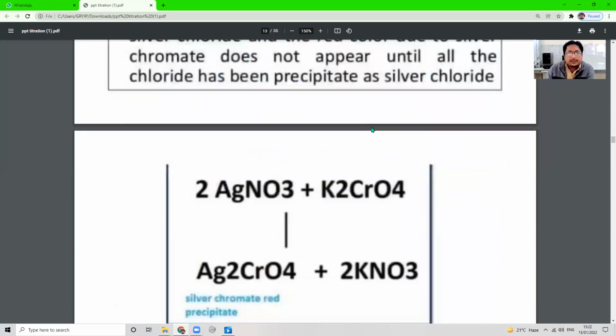Here this is the reaction: AgNO3 plus K2CrO4. K2CrO4 is the indicator. They react with each other and silver chromate is formed, and this silver chromate is a red color precipitate.